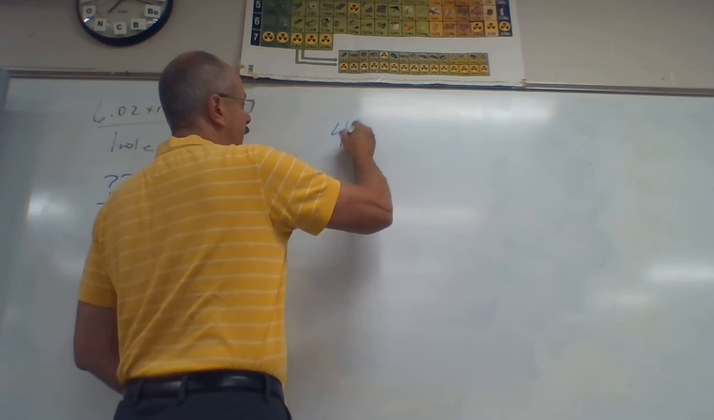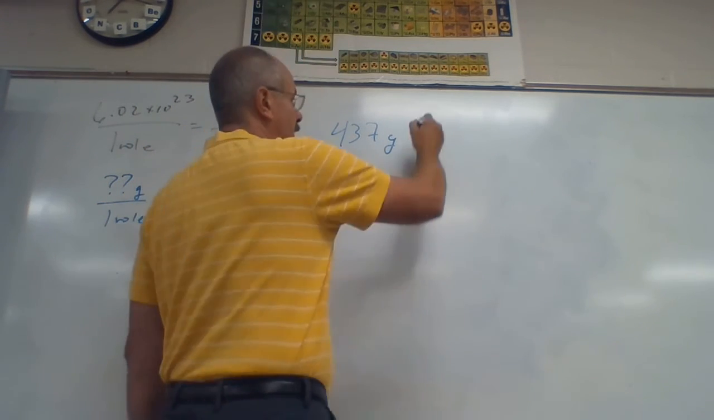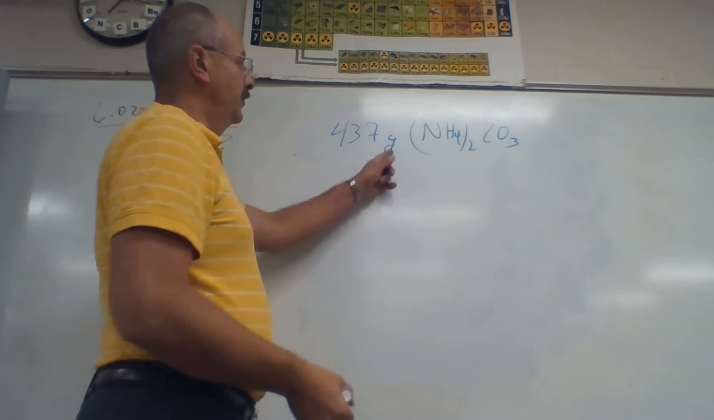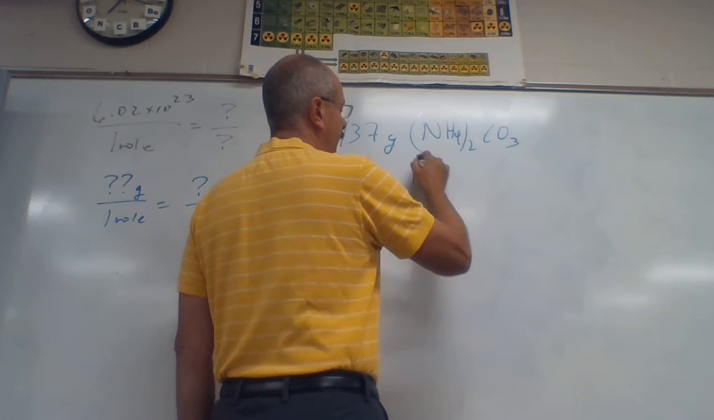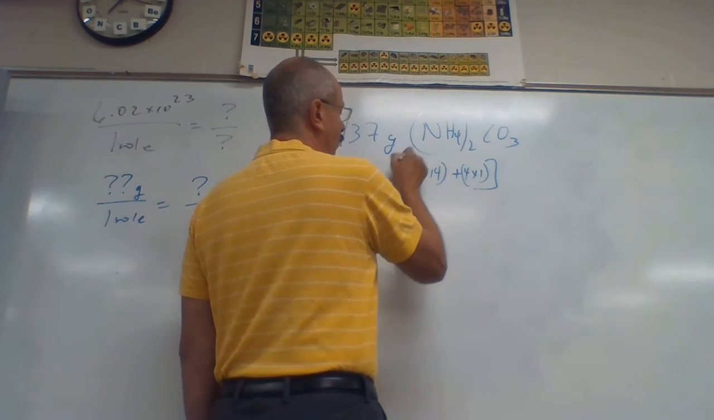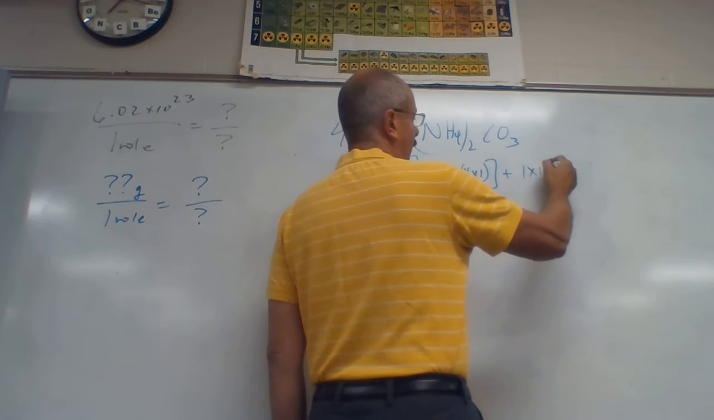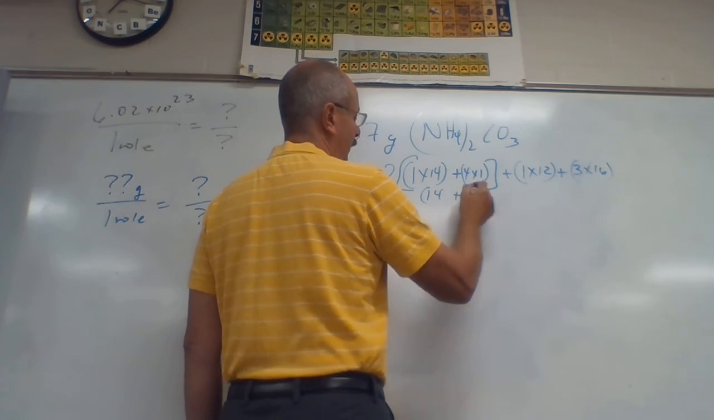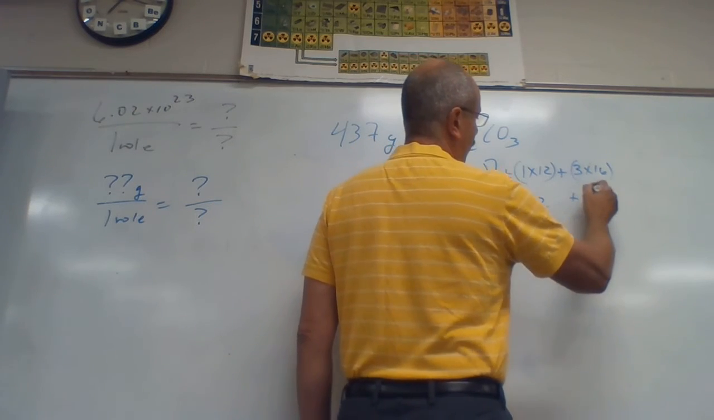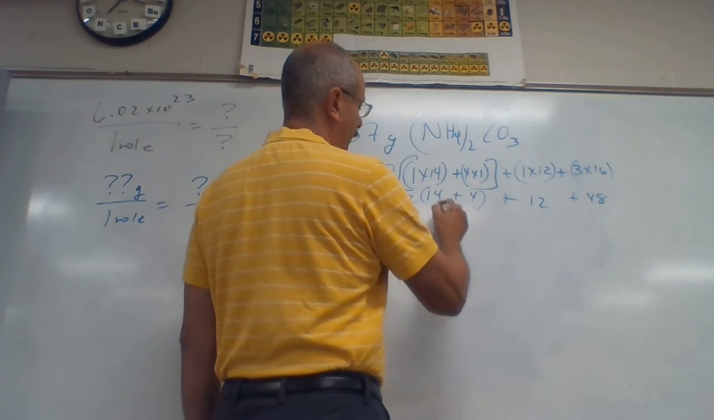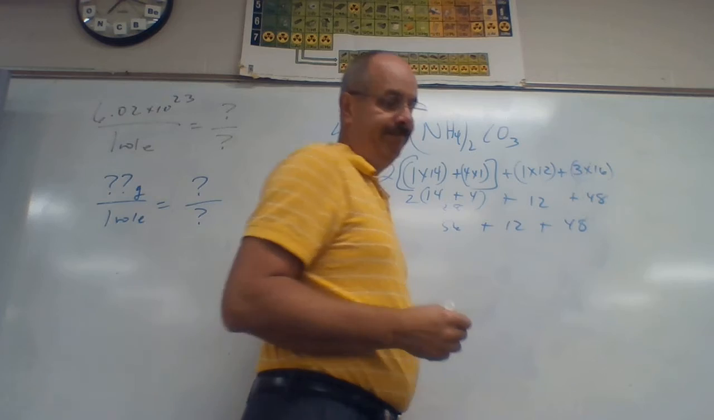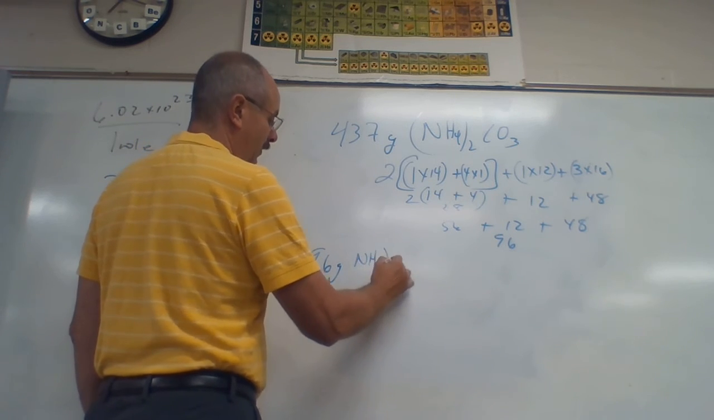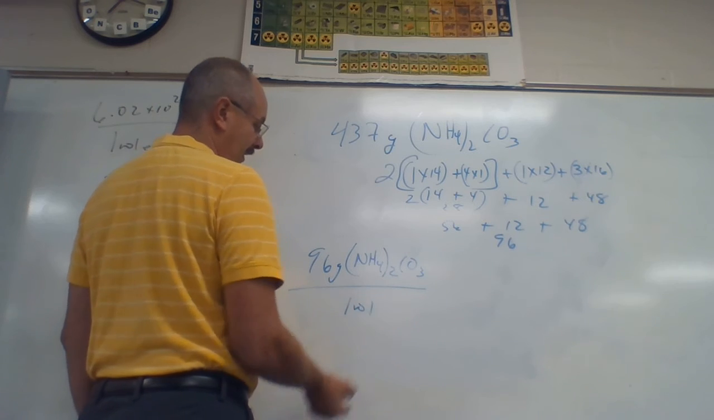Letter C, we got 437 grams of (NH4)2CO3. Again, we're doing grams, so we do the molar mass on this. There's 1 nitrogen times 14, plus 4 hydrogens times 1, and all of that times the 2, plus 1 carbon times 12, plus 3 oxygens times 16. So we add these up: 14 plus 4, all that times 2, plus 12 plus 48. This is 28 times 2, so that's 56, plus 12, plus 48. Add those up and you get 96. So this is 96 grams of (NH4)2CO3 if I got 1 mole of that.